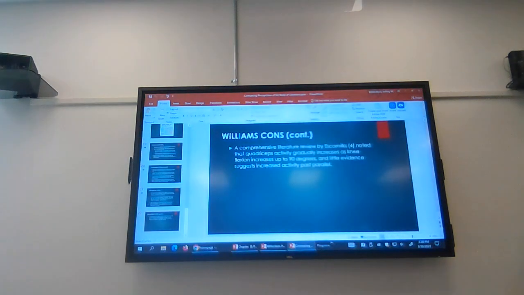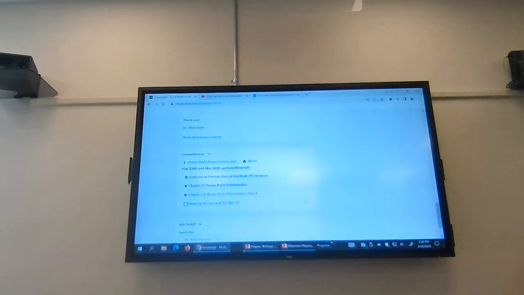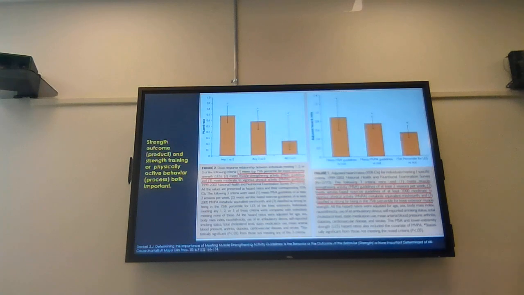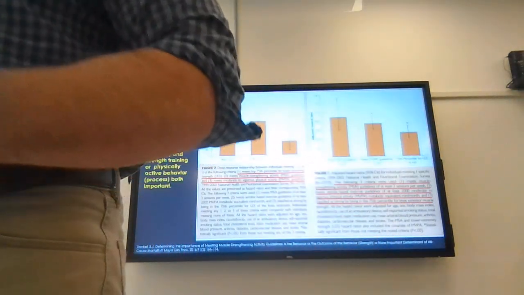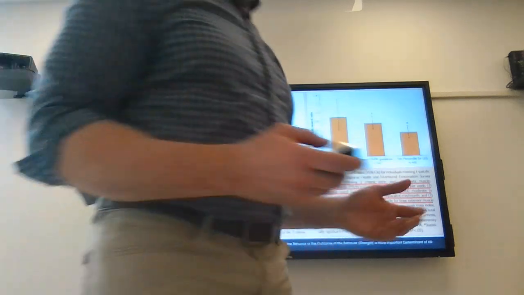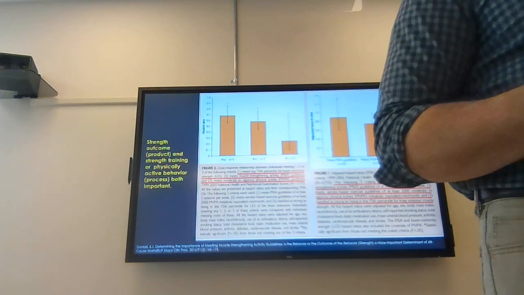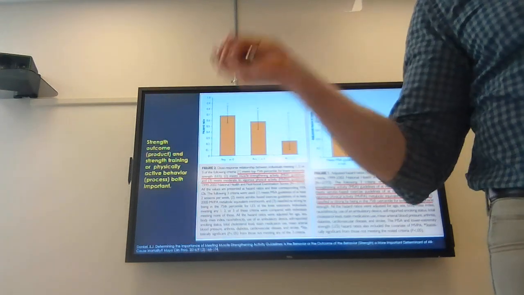So let's transition back over to chapter 17. Okay, so what are the current physical activity guidelines for Americans? What are we supposed to be doing? In 2018, we got some new guidelines. What are they? How many minutes per week of moderate physical activity?